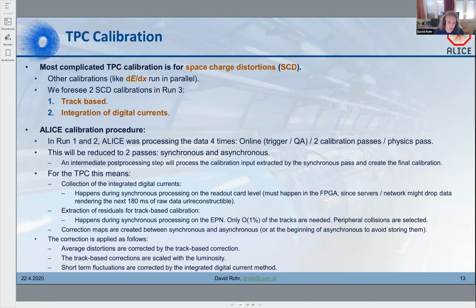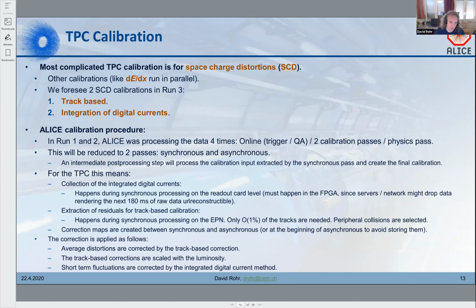The procedure we foresee right now is basically that we do the first, so these two steps that I mentioned, the track-based calibration and the integration of digital currents, we do this online. So beforehand, in run 1 and 2, we had basically 4 processing phases over the data. The first was basically HLT, then we had 2 calibration phases and then the physics pass. And now we want to basically integrate what I discussed here in the online phase, so the synchronous processing, and then we have only the second asynchronous processing afterwards.